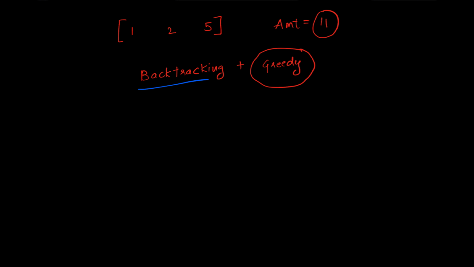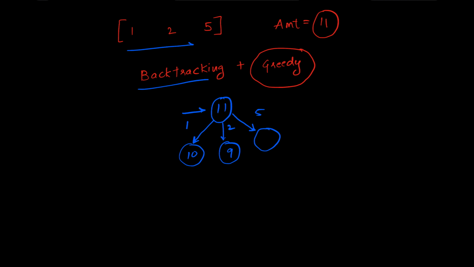In backtracking, we'll try to build a decision tree with 11 as the parent node, and we'll try to use all of the coins that are given to us to see which one can give us the best possible results, that is the minimum coin. In this example, we have 3 coins in the input, so we have 3 decisions that we can take, 1, 2 and 5. Depending on which coin we use, the remaining amount will be different. If we use coin 1, it will be 10, with coin 2, it will be 9, and with coin 5 it will be 6.